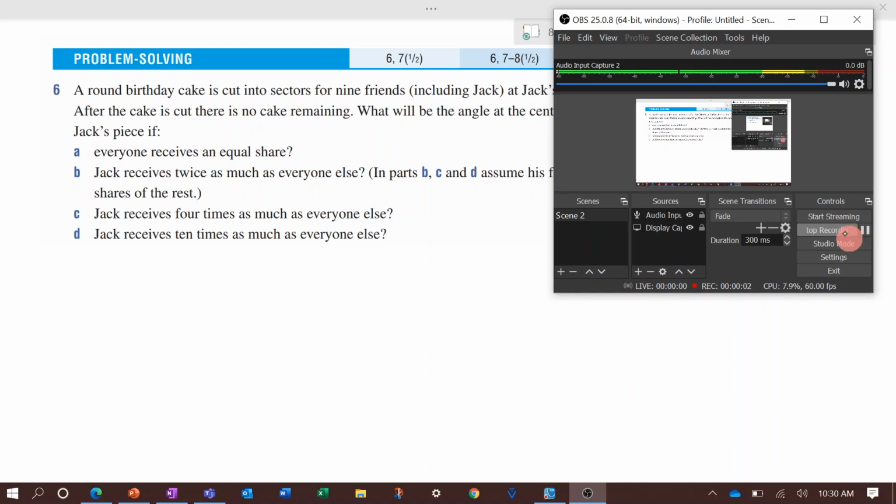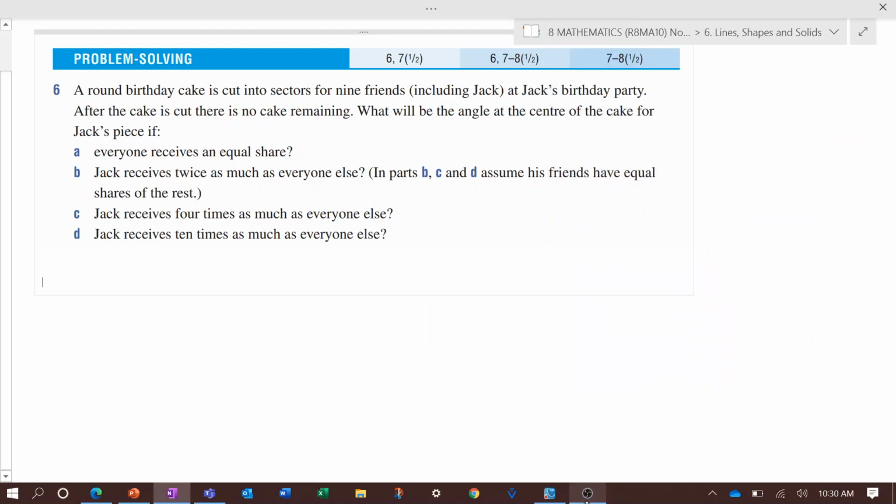All right, so let's work through question 6 here. See how we go with it. So it says, a round birthday cake is cut into sectors for 9 friends, including Jack at Jack's birthday party. After the cake is cut, there is no cake remaining. What will be the angle at the center of the cake for Jack's piece if, so let's start with A here, everyone receives an equal share?